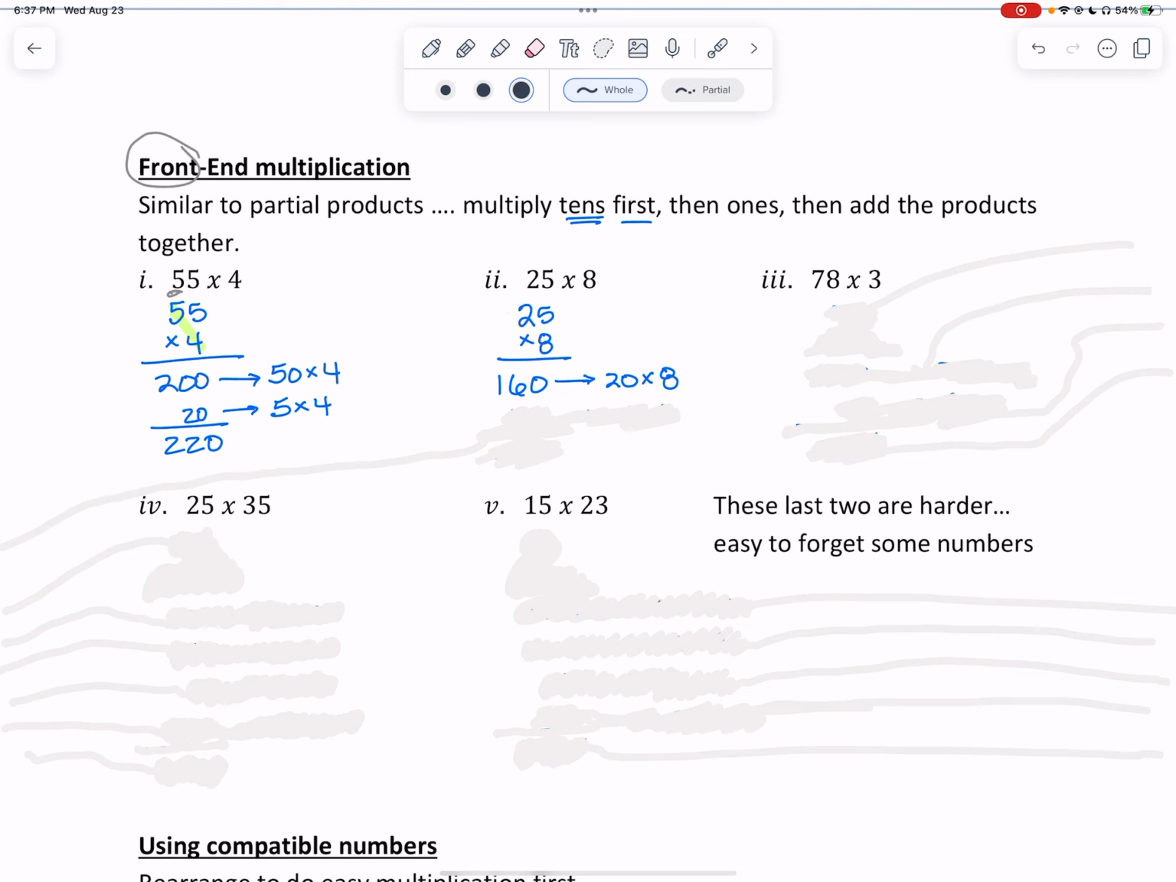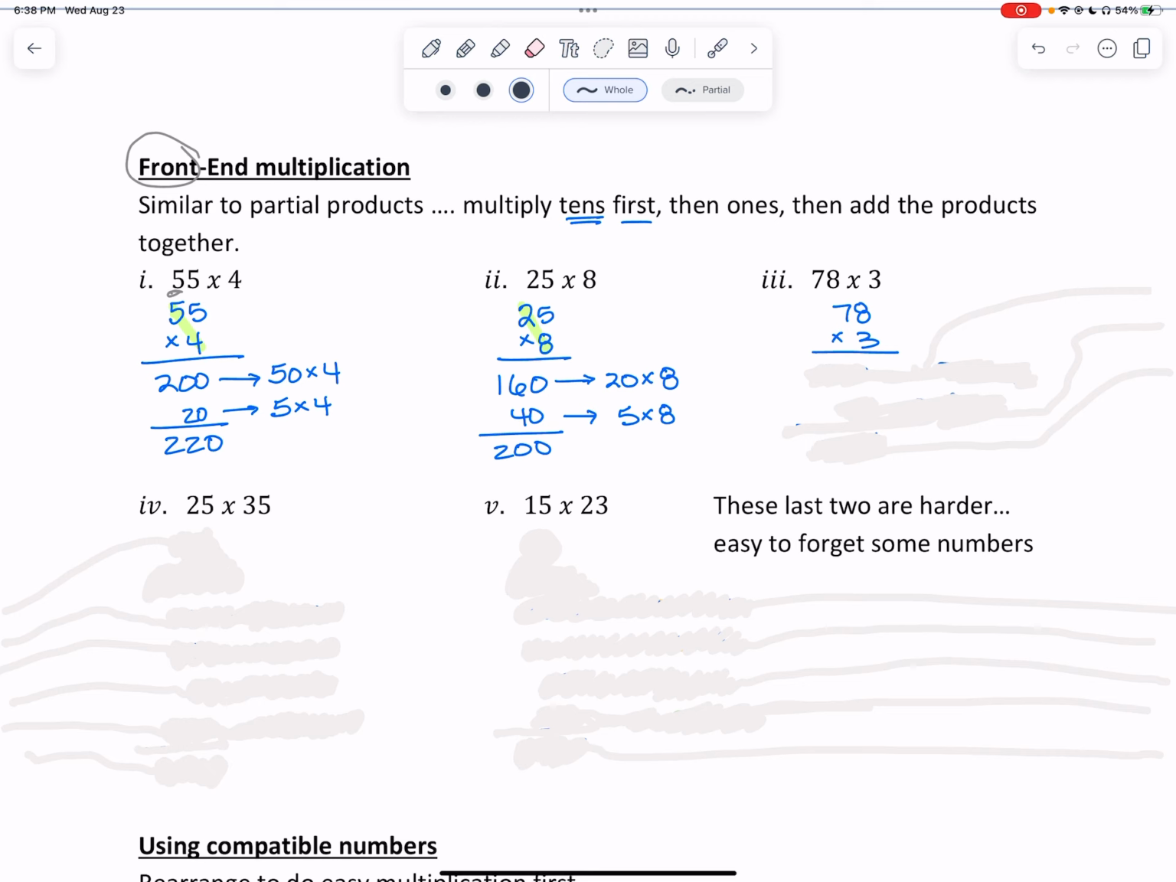Let's do the next one. So 25 times 8, we're going to do the tens first. So that's 20 times 8. And then 8 times my 5, or 5 times my 8. So that's going to give me 40. So that gives me 40 for my answer, 200 for my answer. 28 times 3. So which ones are we going to multiply first?